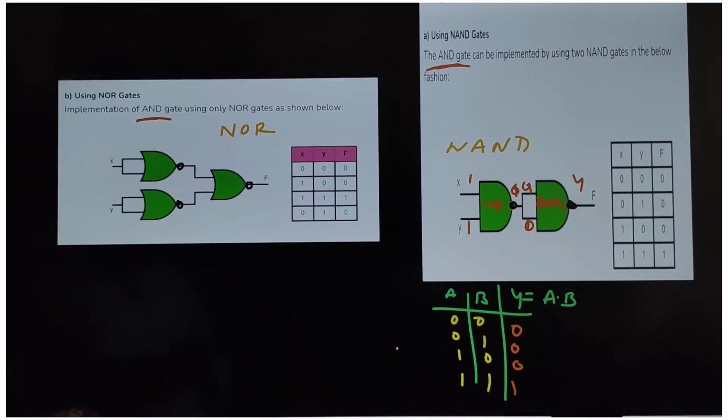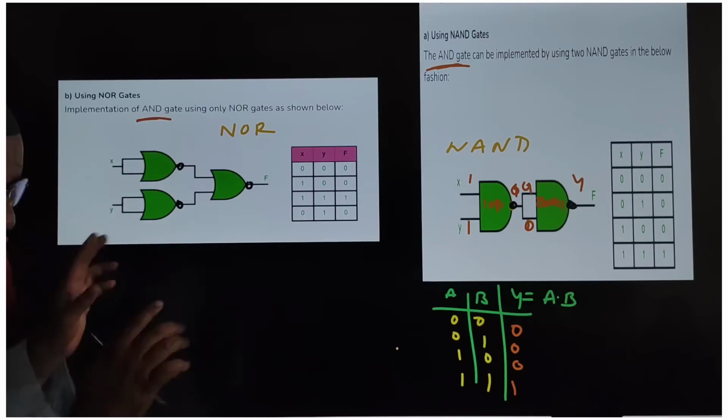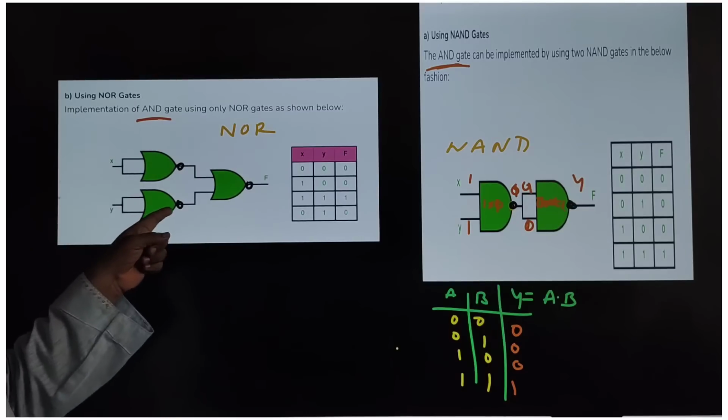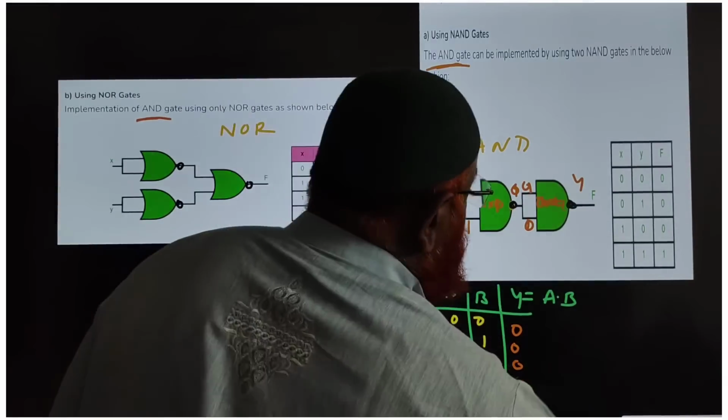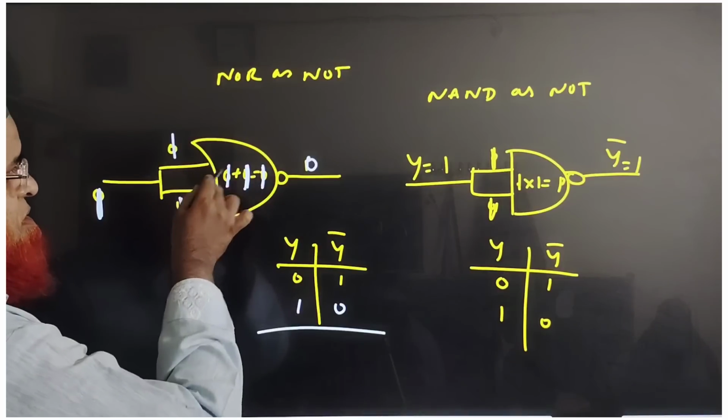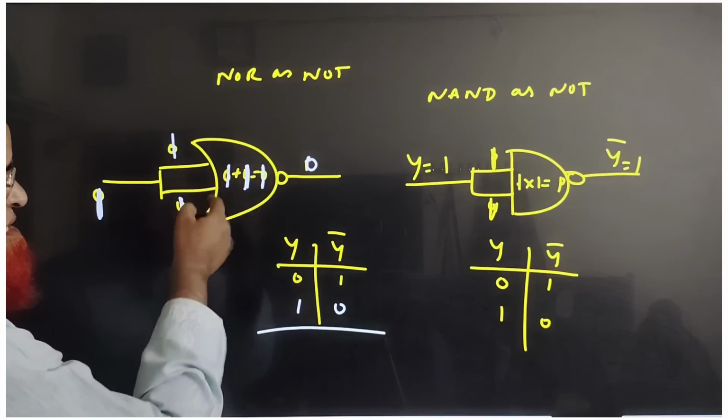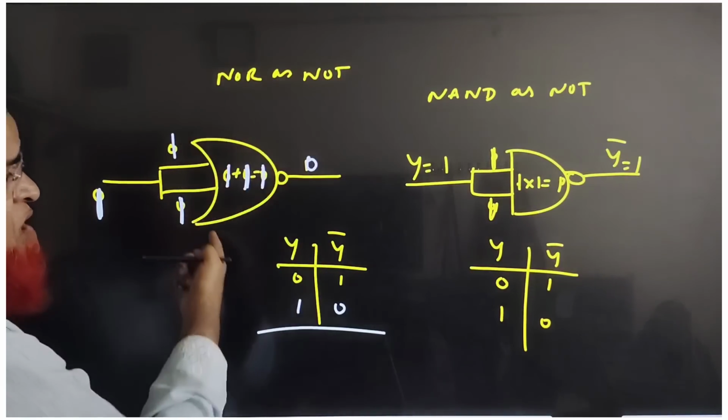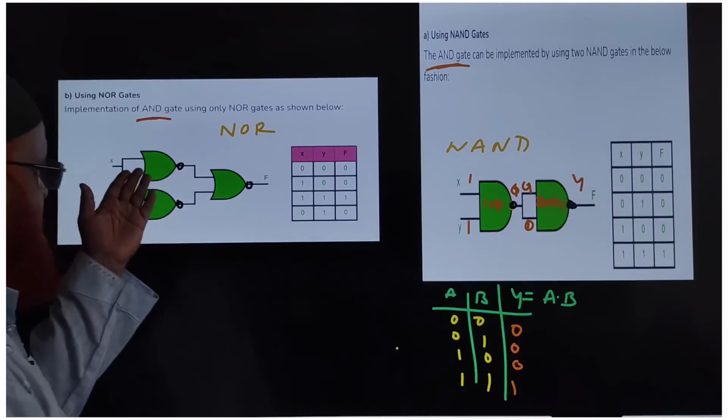Okay. So what are these two gates? These are NOT gates, no? Input join कर दिए, bubble भी है. Are they NOT gates? Yes, sir. NOR gate now, NOR gate. ये तो NOR gate है. NOR as not. Yes. वही तो है इधर.